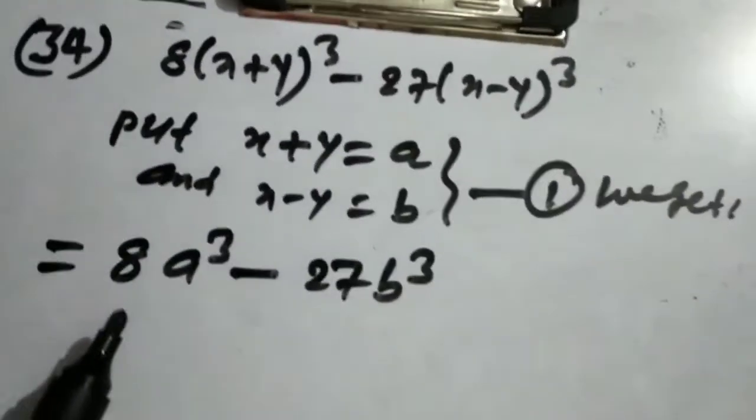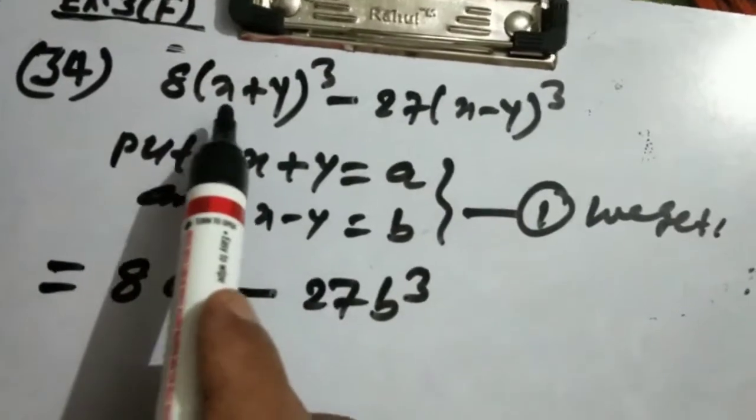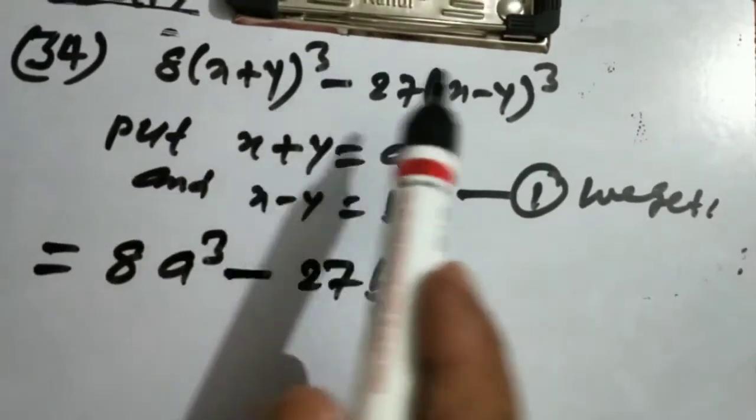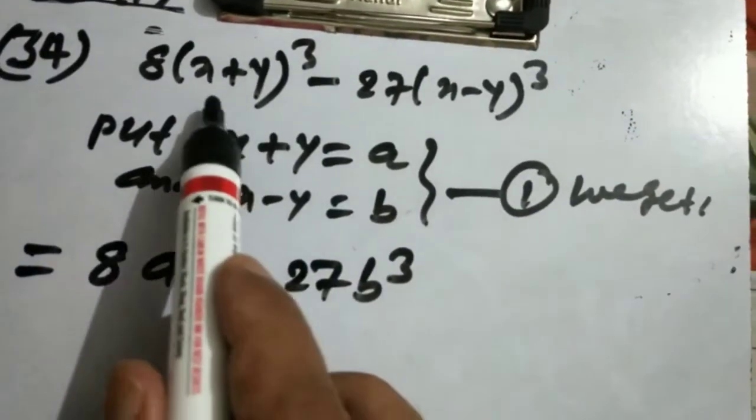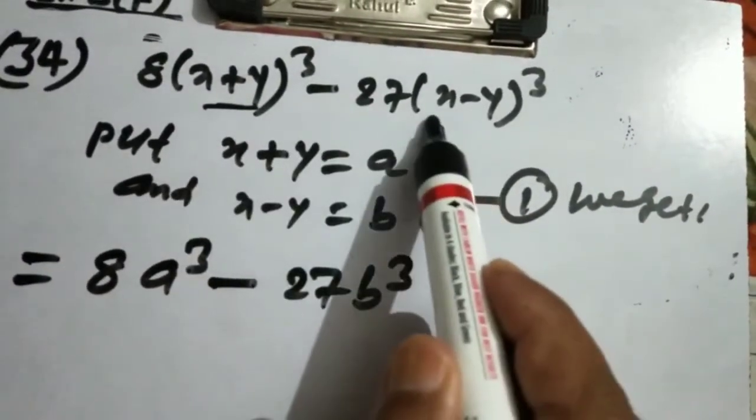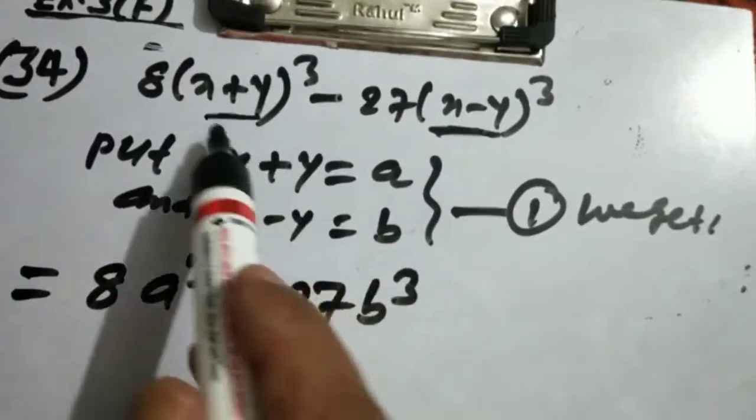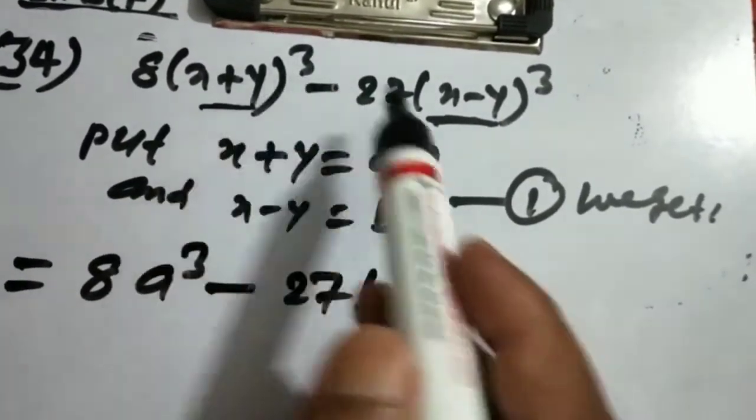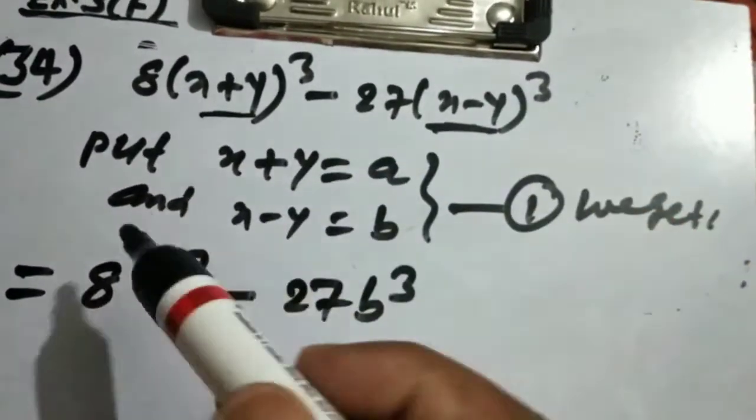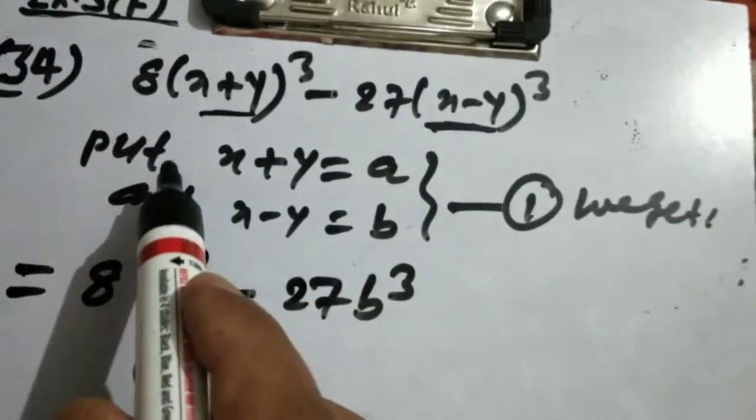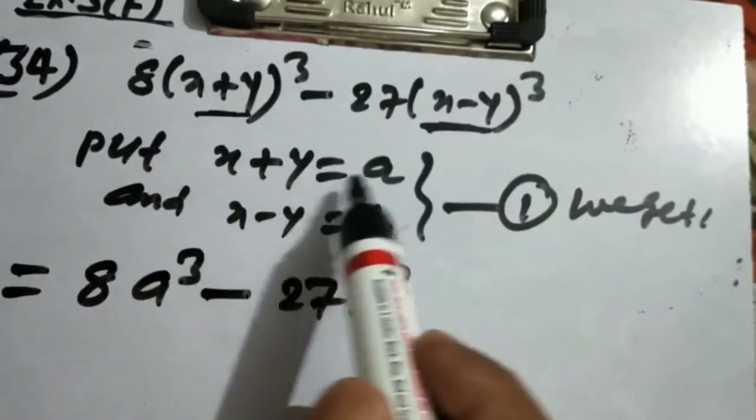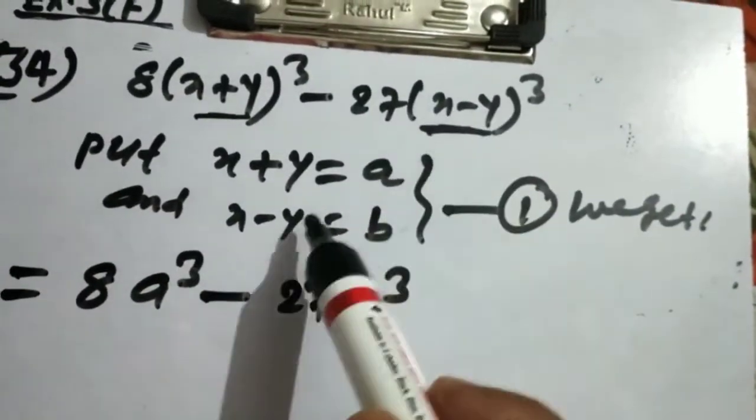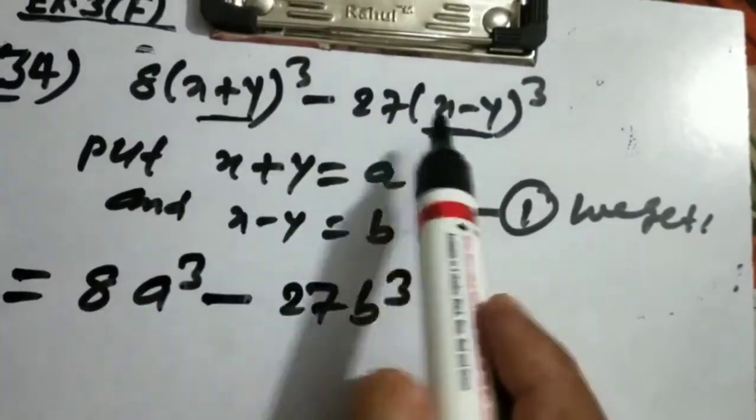Let us see question number 34. You have to factorize 8(x plus y) cubed minus 27(x minus y) cubed. In fact, when we factorize it, it will be too long. So to minimize it, let us put x plus y equal to a and x minus y equal to b.